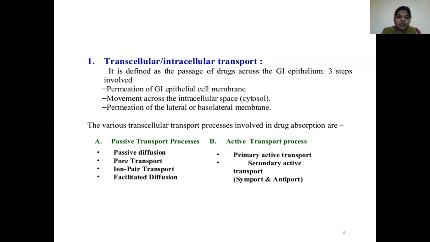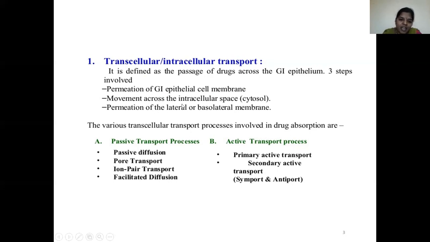That is nothing but the word permeation. Permeation of GI epithelial cell membrane. So every cell has some permeation capacity. Once your drug enters and crosses through this GI epithelial membrane, it is easily diffused into systemic circulation, right? That is nothing but permeation of GI epithelial cell membrane.